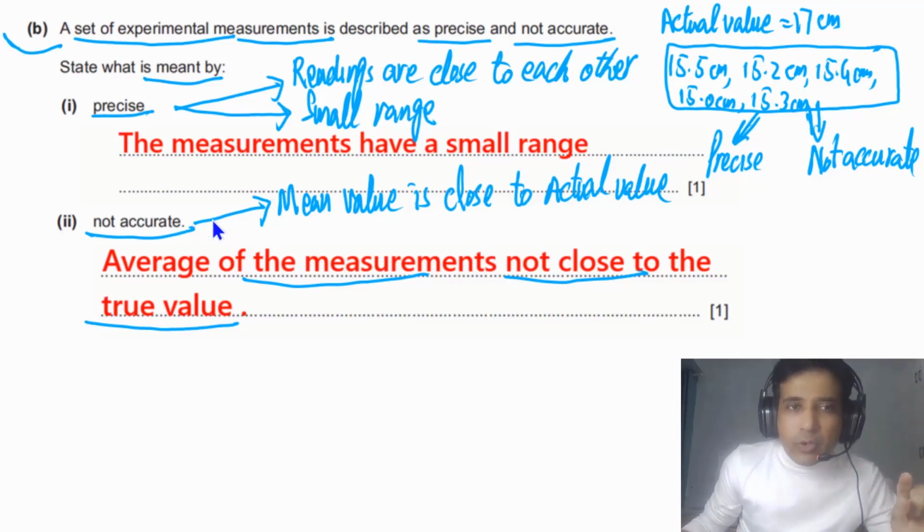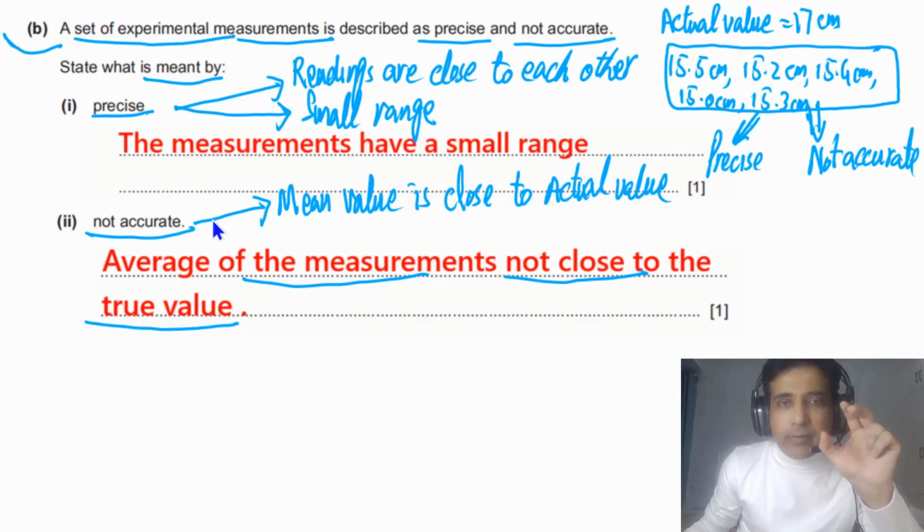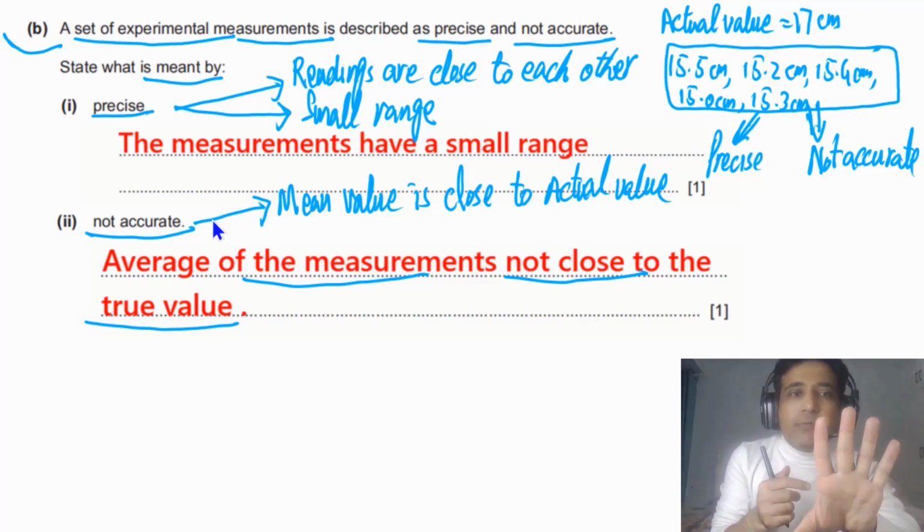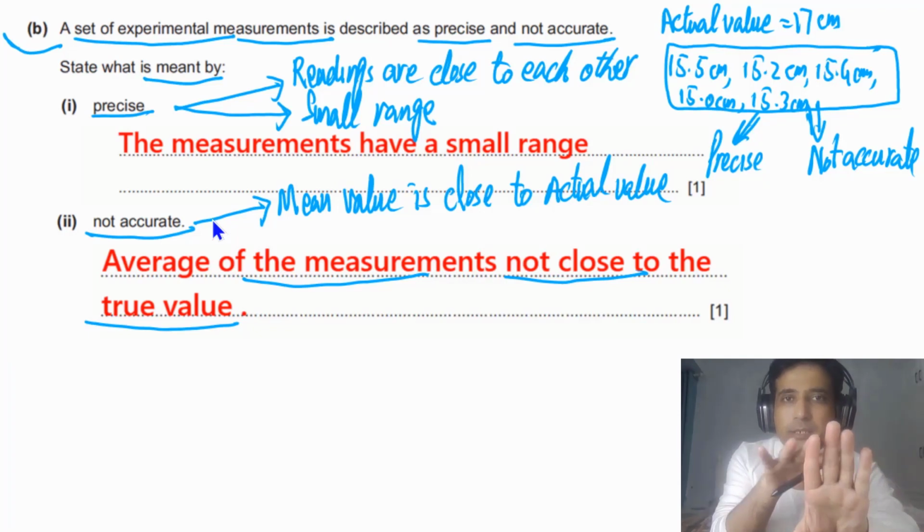When we talk about accuracy, we calculate the mean value of the data and compare it with the true value. When we talk about precision, if the measurements are close to each other and have a small range, we can say data is precise. You can also understand it like this: imagine these fingers are the measurements. If they are close to each other like this, the data is precise. If they are away from each other, the data is not precise.